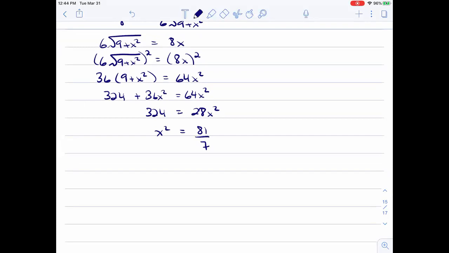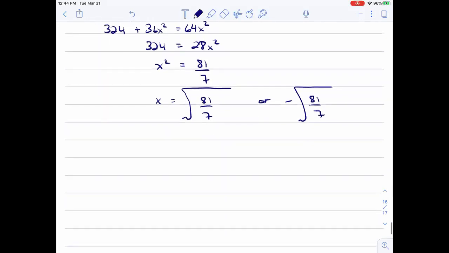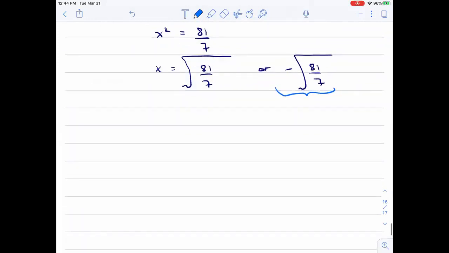One thing to remember is that once we take the square root, x is either the positive square root of 81 over 7 or the negative square root of 81 over 7. The negative is not a solution, since x has to be between 0 and 8. So we've eliminated that as an option. The one that we're focusing on is the positive root of 81 over 7. We just want to make sure that it is between 0 and 8.